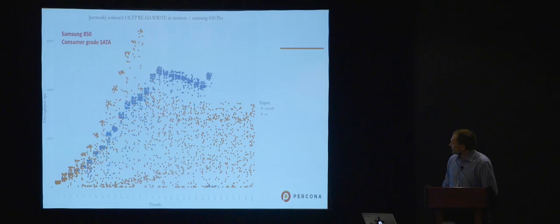We can see that initially WiredTiger scales quite well, but then after some point, around 34 threads, the results for WiredTiger drop down, while RocksDB is able to scale, I would say, quite well.